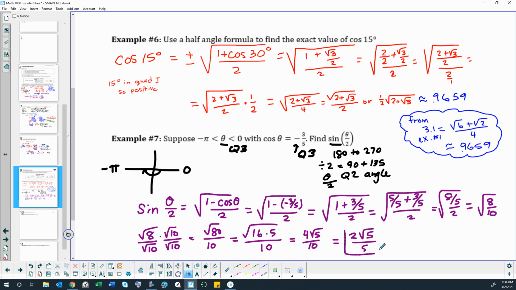So our final answer, rationalized, reduced, would be 2 square root 5 over 5. We could just leave it unrationalized, but we would still want to reduce it, in which case I could have done that in this step. 8/10 reduces to 4/5, and that would have saved me bigger number reducing later.